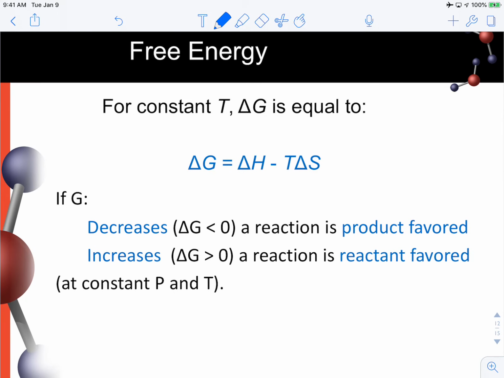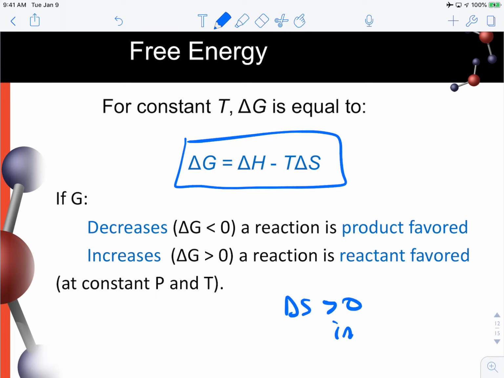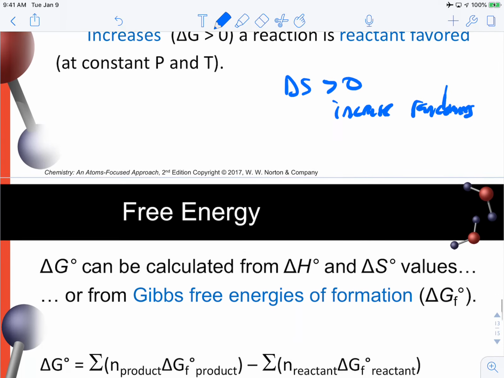So here's the equation. It's an incredibly important equation, one of the most important equations you'll ever get in Gen Chem. Delta G equals delta H minus T delta S. A decrease in delta G, or delta G less than 0, means a reaction is product favored. So remember, delta H less than 0 is exothermic. And now delta G less than 0 is product favored. And you would think that exothermic would generally be product favored because you're decreasing in energy. Remember that delta S greater than 0 is an increase in randomness. Okay, and of course, if delta G is positive, it's going to be reactant favored. And this is at a constant temperature and pressure.